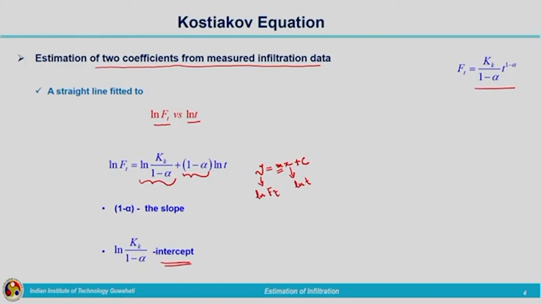So, once we have the data, we will take the natural logarithm of cumulative infiltration and also time, then we will plot them, and after that we will fit a straight line to those data points, and from the slope and the intercept values we can calculate the coefficients corresponding to the Kostiakov equation.